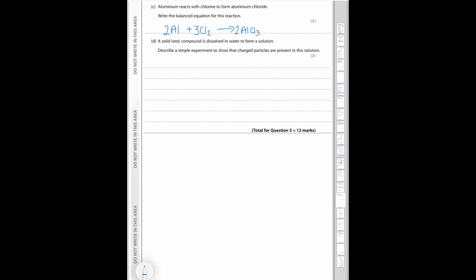For part D, a solid ionic compound is dissolved in water to form a solution. Describe a simple experiment to show that charged particles are present in solution. So here we need to describe electrolysis. So you would insert 2 electrodes, the anode and the cathode, which are attached to a battery or a power pack. We would also have either a light bulb or an ammeter connected to the actual circuit, and as the charged particles move around, we would either get a reading on the ammeter or the light bulb would light up.